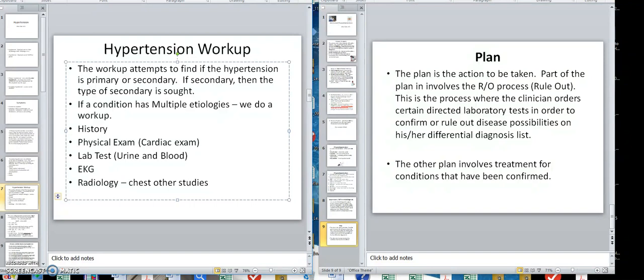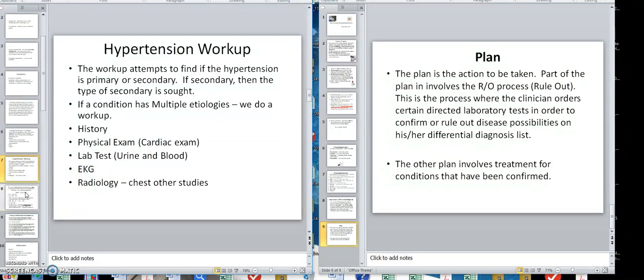So let's say a person had anemia. So they had a low blood count. But there are many reasons for anemia. And you need to know what's the cause for this person's anemia to be able to treat it. So if a condition like hypertension has multiple causes, etiologies, you do a workup to try to see what it is. Okay? So in this particular case, you're doing what we just talked about, a history, a physical, some lab tests, an EKG, and so forth, to try to come up with it.